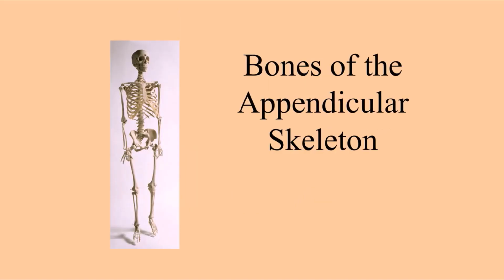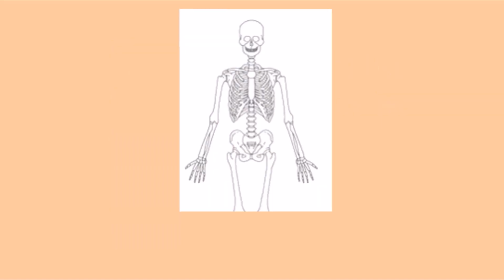Bones of appendicular skeleton. It consists of limbs and girdles. Pectoral girdle or shoulder girdle. There are two pectoral girdles. It consists of the clavicle, which is the S-shaped collarbone. Its one end is attached to the scapula and the other to the sternum. This connects the upper arm skeleton to the axial skeleton.